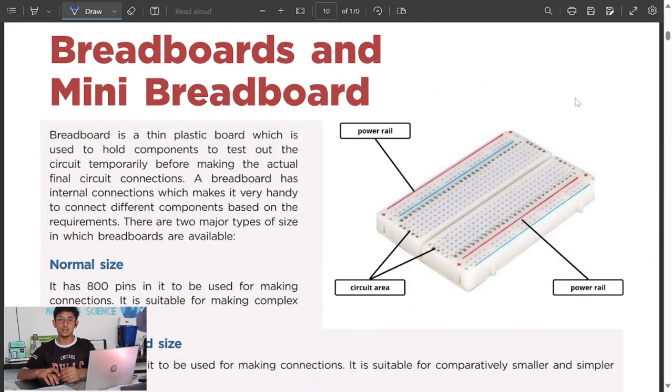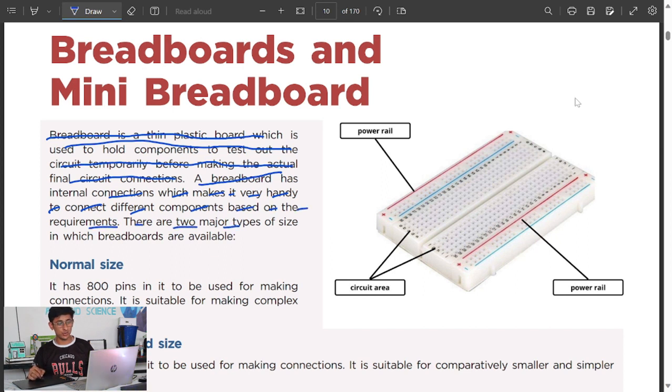Now we are going to discuss the breadboard and mini breadboard, which is the second basic part of electronics. A breadboard and mini breadboard is a thin plastic board which is used to hold components to test out the circuit temporarily before making the actual final circuit connection. A breadboard has internal connections which make it very handy to connect different components based on the requirements.